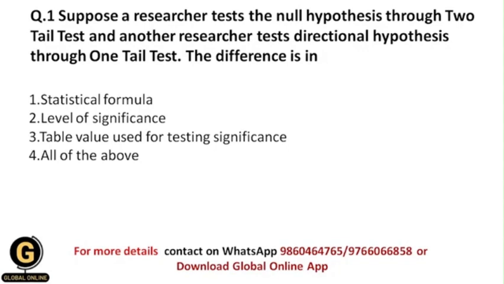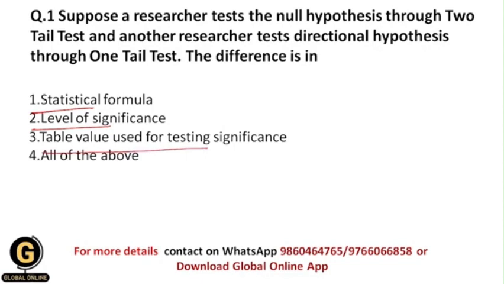So basically students, in a one-tailed test there is only one end for the alternative hypothesis, and that's why it is called the directional hypothesis. But a two-tailed test has two ends, both the left and right ends, and that's why there are lots of differences in the testing of a two-tail test and a one-tail test. Those are differences in statistical formula, because these are two different tests, and that's why we need to use different statistical formulas. Again, the level of significance is different, and the table value that we use for testing significance is different.